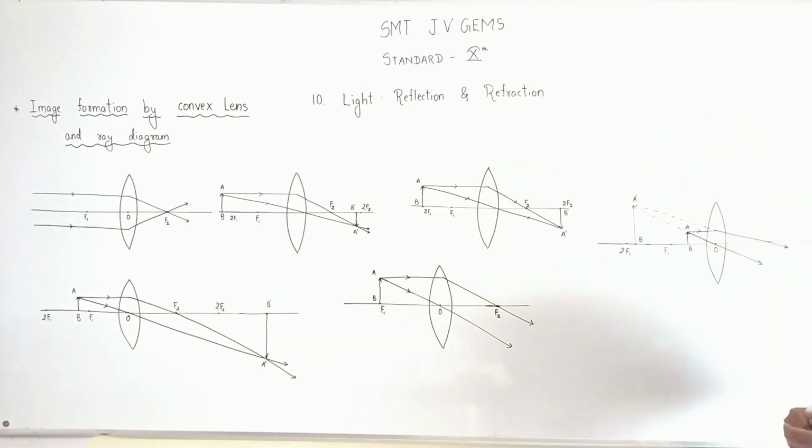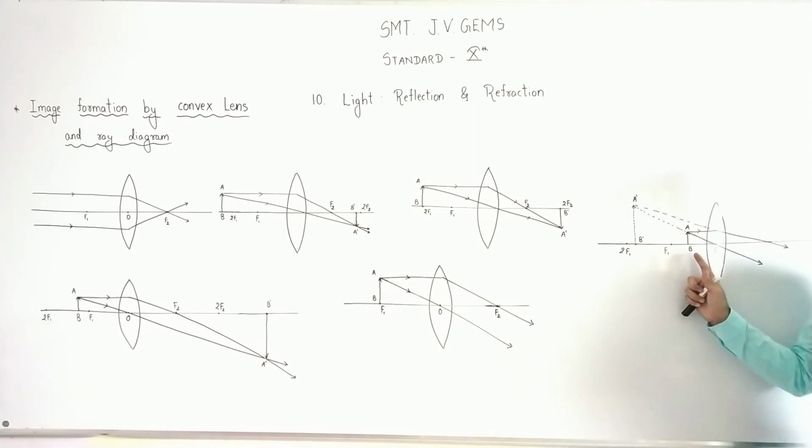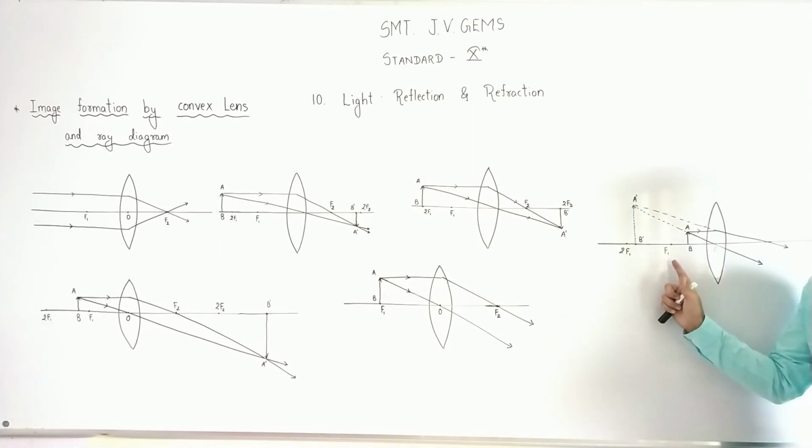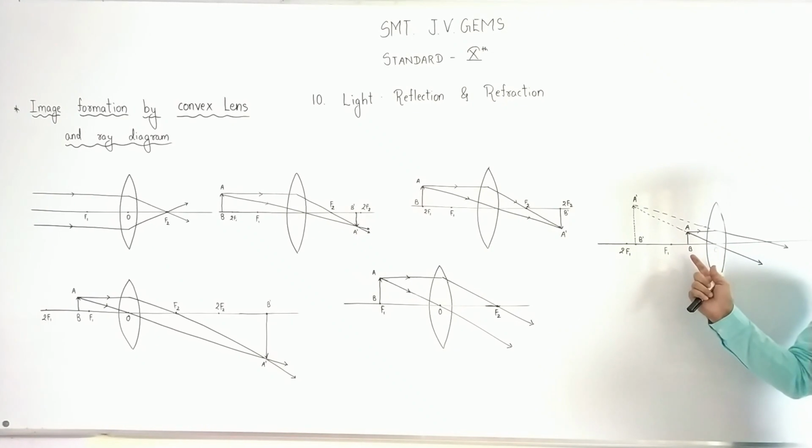Now comes this particular case, which is justifying its name, that is magnifying lens. See, if the object is placed between the optical center and the principal focus, its image is formed on the same side of the object.